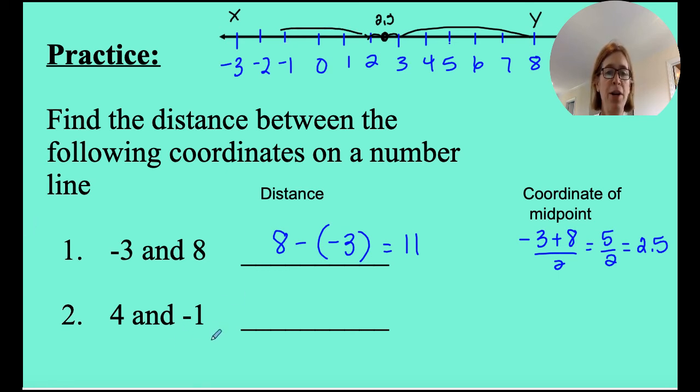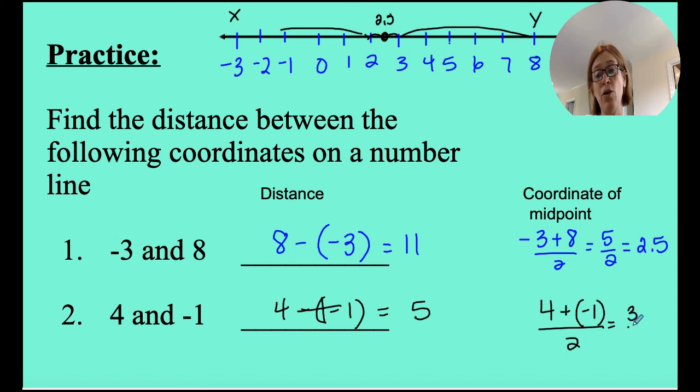All right, 4 and -1, let's find the distance. 4 minus -1. That becomes plus, so 5. So my distance, my length between 4 and -1 is 5 units. Now the coordinate of the midpoint: 4 plus -1, so 4 minus 1 over 2. 4 minus 1 over 2 is 3 over 2, so 1.5.